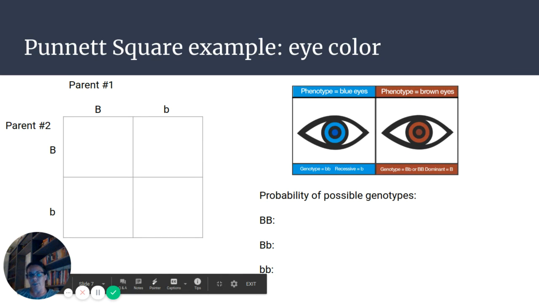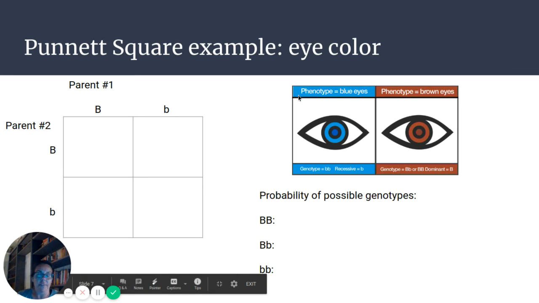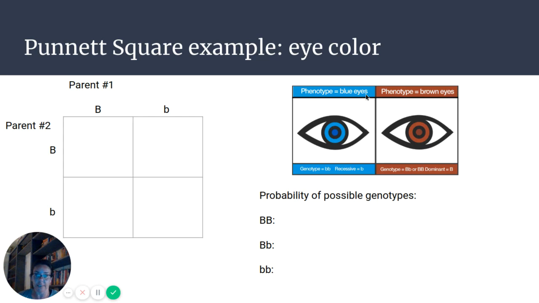So let's do an eye color example. If you look over here, we have the phenotype, which is blue eyes or brown eyes. So depending on the genotype that the child ends up with, there's a probability that we'll be able to figure out if they'll have brown eyes or blue eyes.